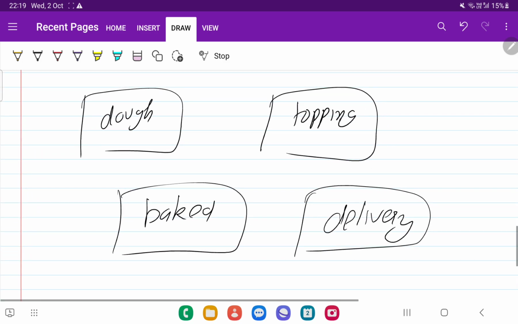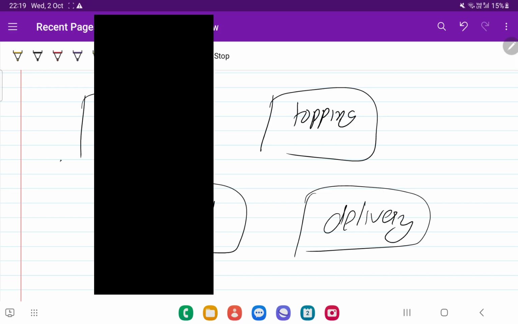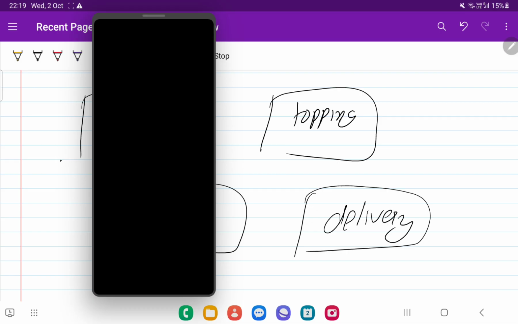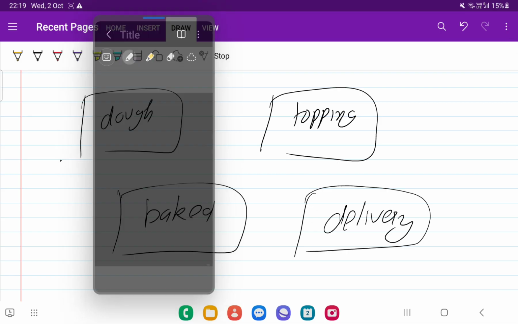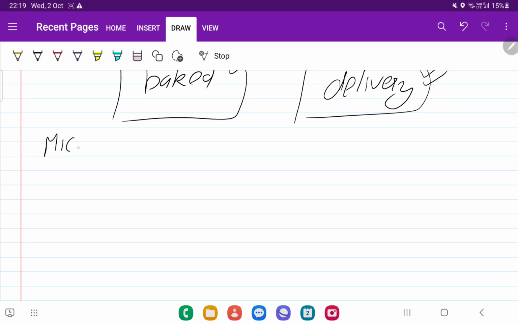Now if we can separate all the work, we can associate some people whose work is just to make the dough, some people whose work is just to do topping on the pizza, some people who are just responsible for baking, and some people who are responsible for delivery. If we are making everything separately, we are dividing our big, complex system into smaller sections. So we would say that we are developing microservices.